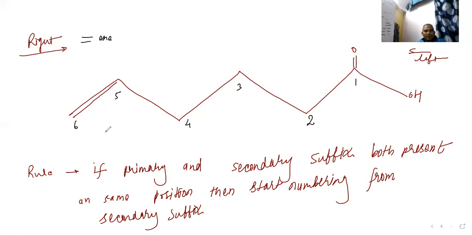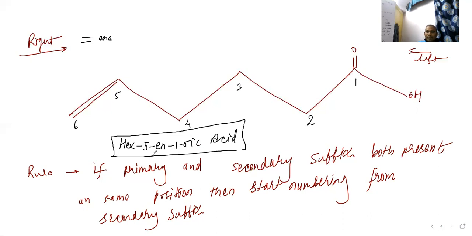Tell me. We have to start from the word root. How many carbons are there? 6. 6 carbons is hex. Hex 5 ene, and then 1 oic acid. See what I did, I removed the E. Why? Because O and E both are vowels, so we need to remove it. So hex 5 en 1 oic acid. Is it okay? Very good, very good.